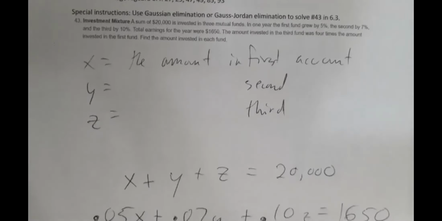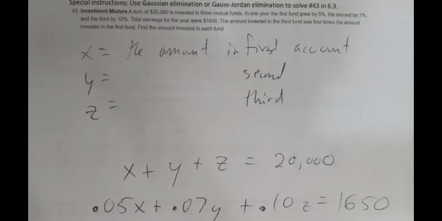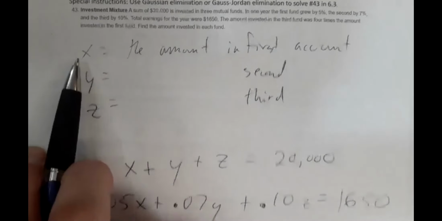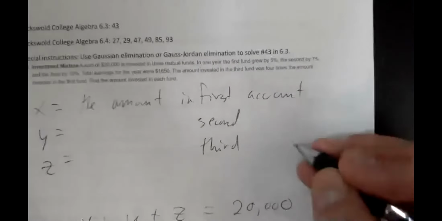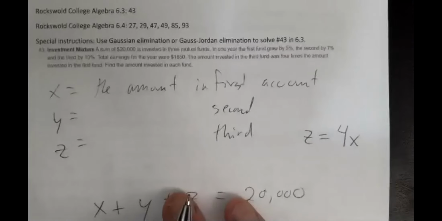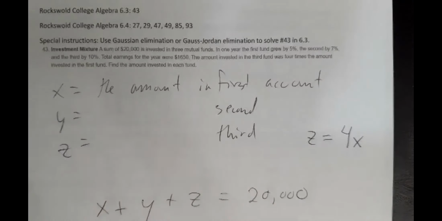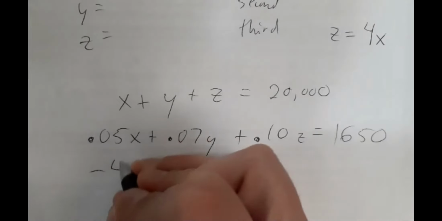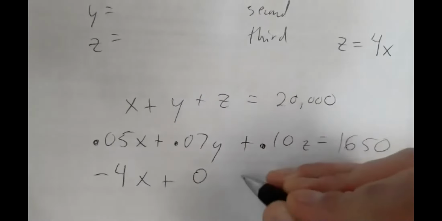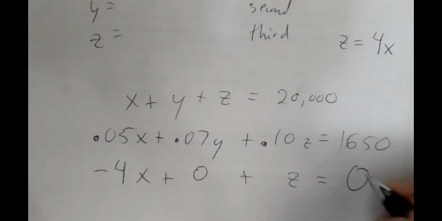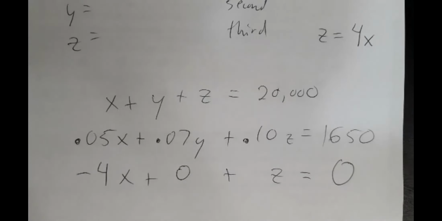And then there's one last tidbit, something about one being 4 times the other. What does it say? The amount invested in the third fund is 4 times the amount invested in the first fund. So I'm going to write this a little bit over here. But this is z equals 4x? Is that what it's saying? Third fund is 4 times the first fund. But that's not going to be a very pretty thing to plug into my calculator. So I'm going to move that 4x over. I have no y's. I have a single z. And this side is 0. We subtract the 4x over.